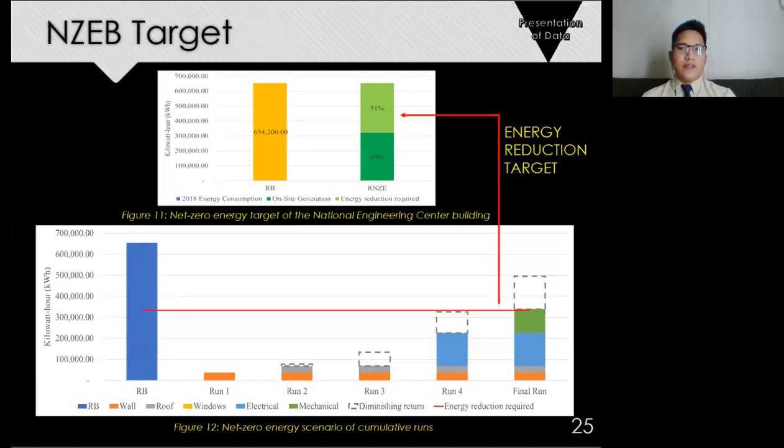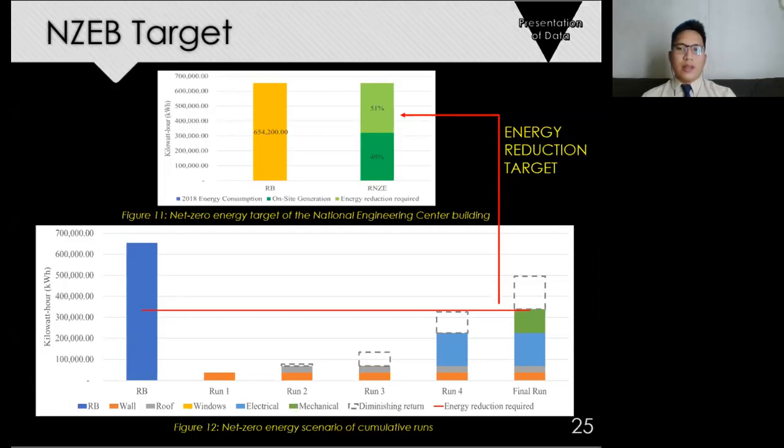This study challenged the feasibility of a net zero energy building by incorporating ERS. As previously mentioned, the National Engineering Center building was chosen as the case study. In order to achieve the net zero energy goal, it is quite logical to identify the maximum on-site potential in order to give a minimum target to be met.